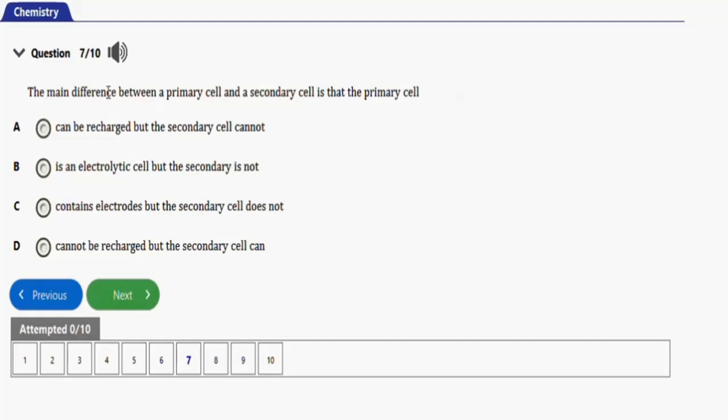It says, the main difference between a primary cell and a secondary cell is that a primary cell can be recharged but the secondary cell cannot. No. Is an electrolytic cell but the secondary is not. No. Contains electrodes but the secondary cell does not. No. Cannot be recharged but the secondary cell can. Yes, so the right option is option D. The main difference between primary cell and secondary cell is that primary cell cannot be recharged but the secondary cell can. Alright, so the next question will be this one.